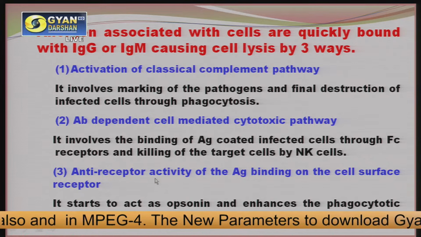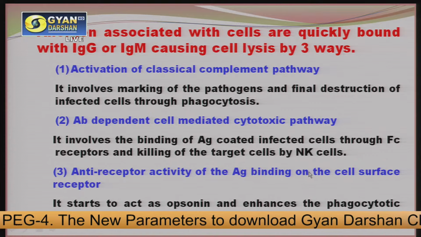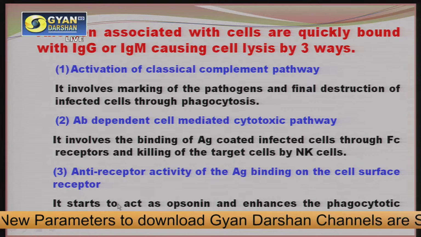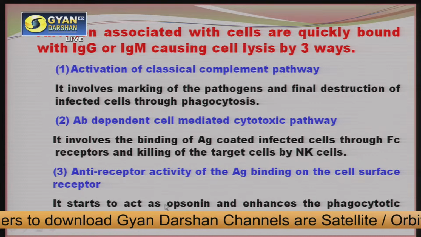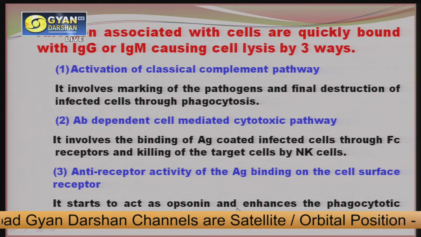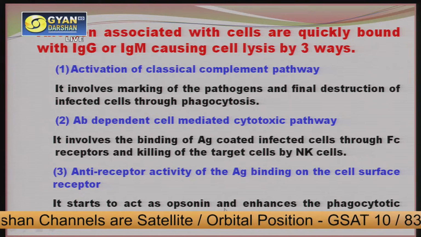And the third one is the anti-receptor activity, antibody binding onto the cell surface receptor. It acts as an opsonin and enhances the phagocytic activity. So there are three ways our immune system can utilize, and ultimately they are able to kill the pathogens.